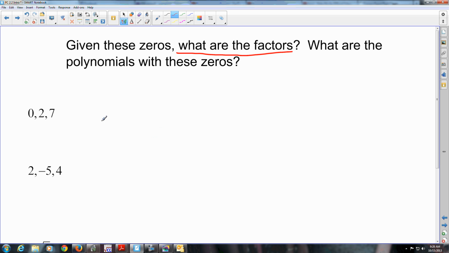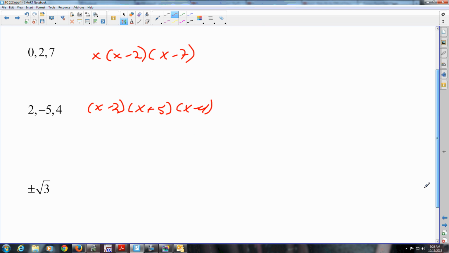So 0 would be x, 2 would be x minus 2, and 7 would be x minus 7. So then this one would be x minus 2, x plus 5, and x minus 4. And if I gave you a square root, no big deal. x minus the square root of 3, x plus the square root of 3.